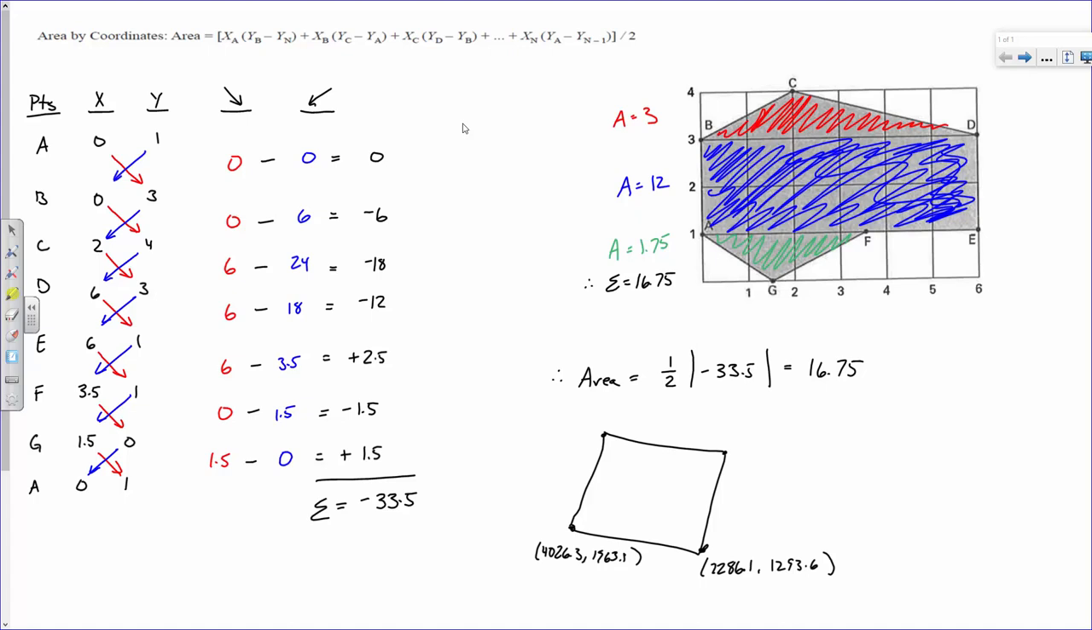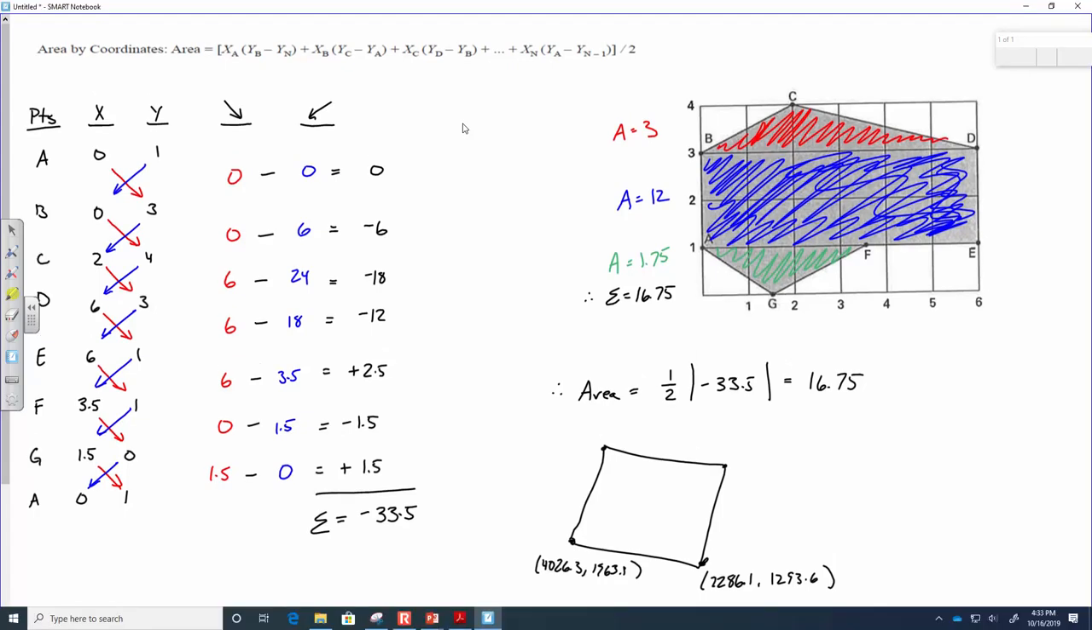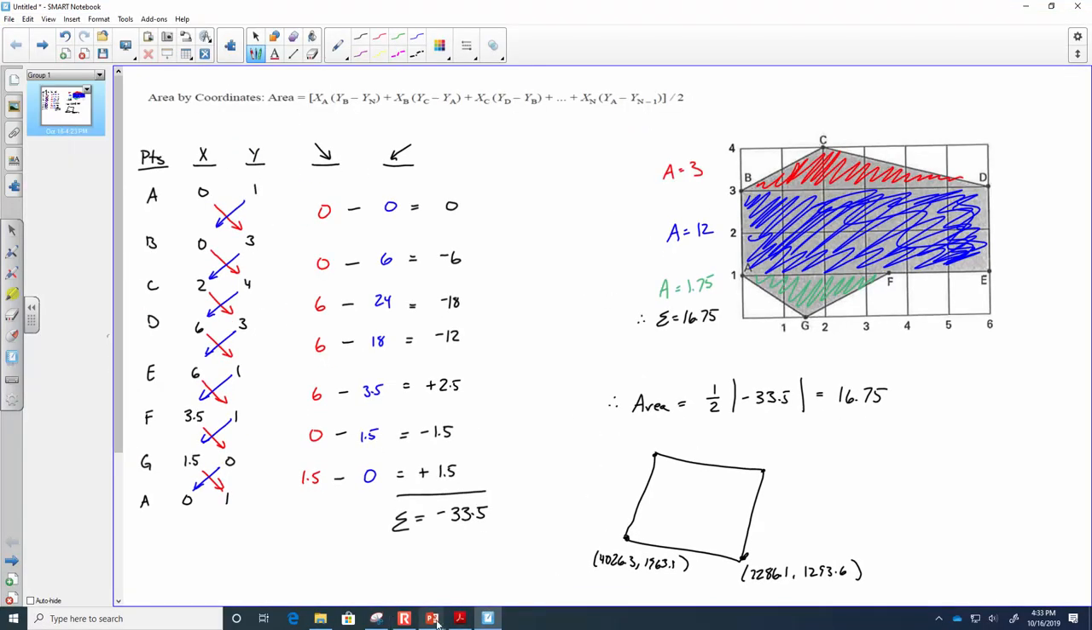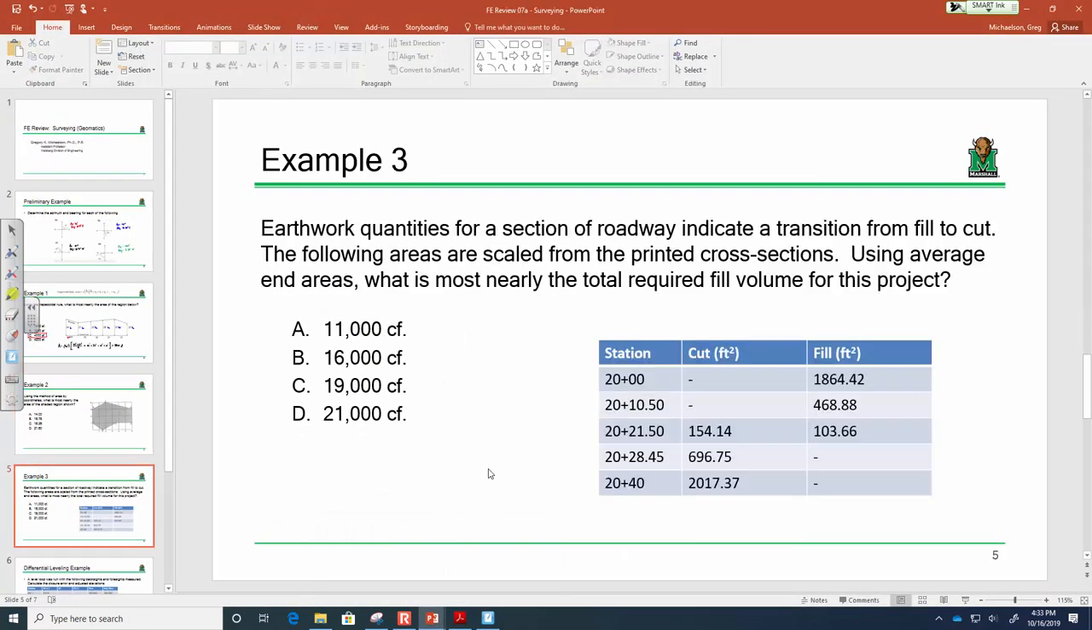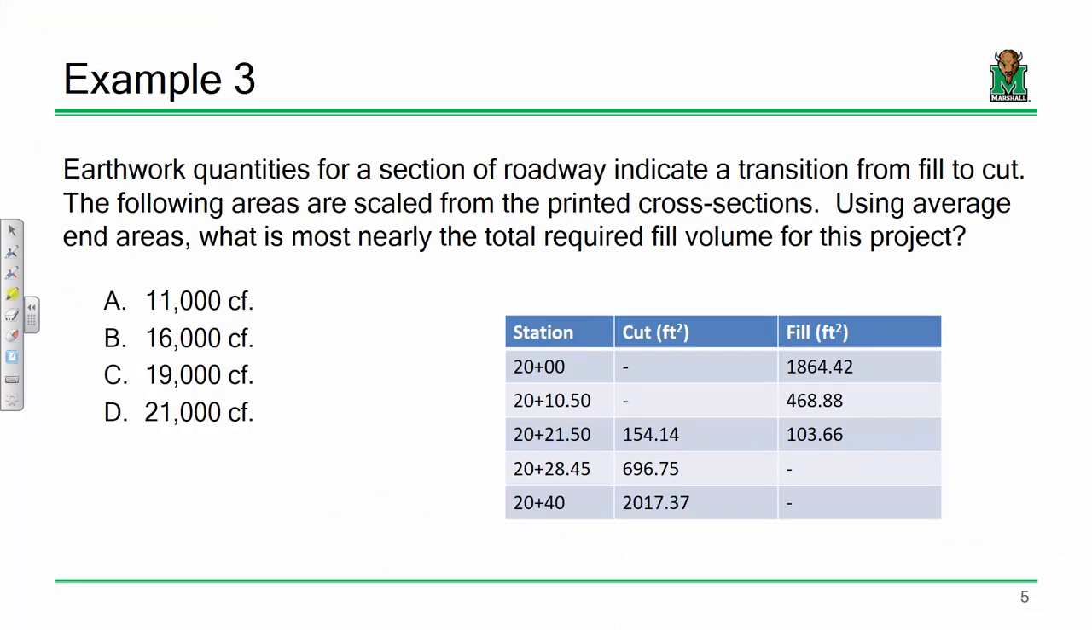And the advantage of doing it this way is you can handle a polygon of any number of sides, as long as it's a closed area. Sound good? All right. How about something maybe a little more familiar?